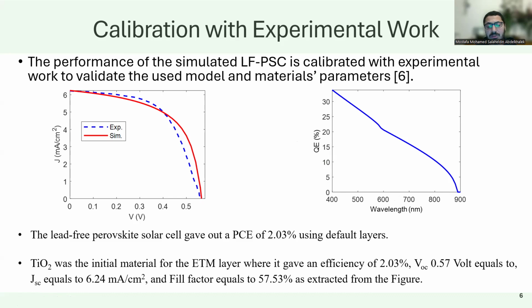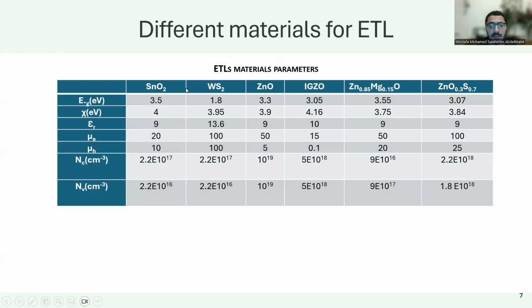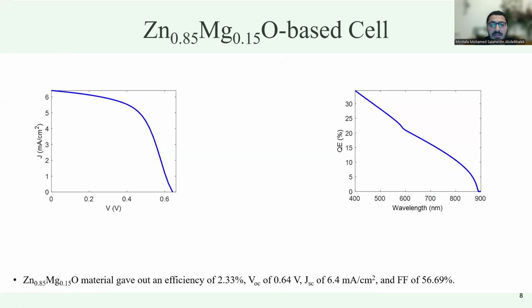and we will propose different materials to be used as electron transport layers. We proposed SnO2, WS2, zinc oxide, IGZO, Zn0.85Mg0.15O, and Zn0.3S0.7, with these parameters listed in this table. For the Zn0.85Mg0.15O based cell, the JV curve and the external quantum efficiency are presented.